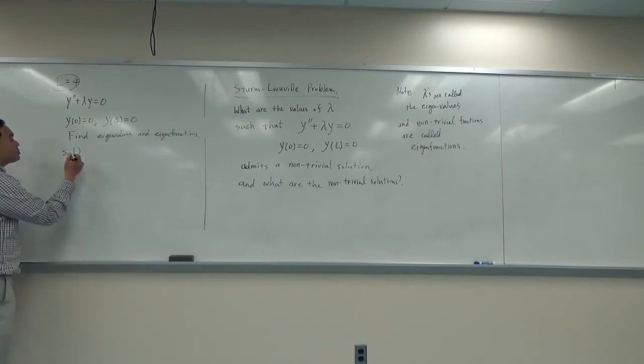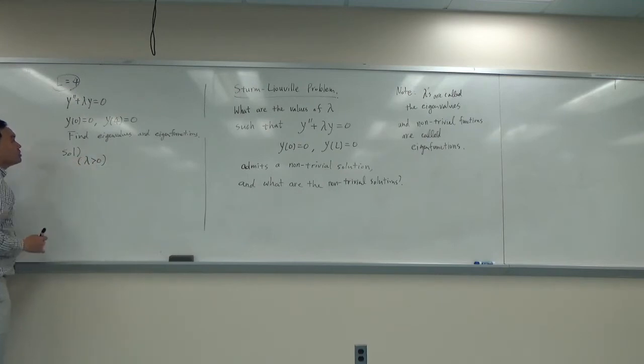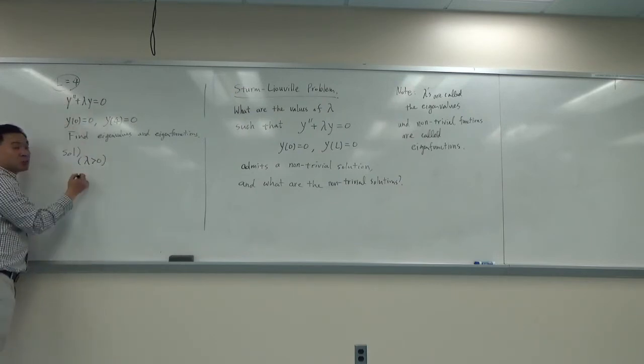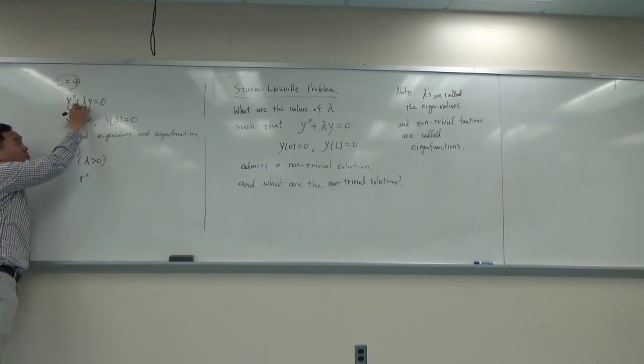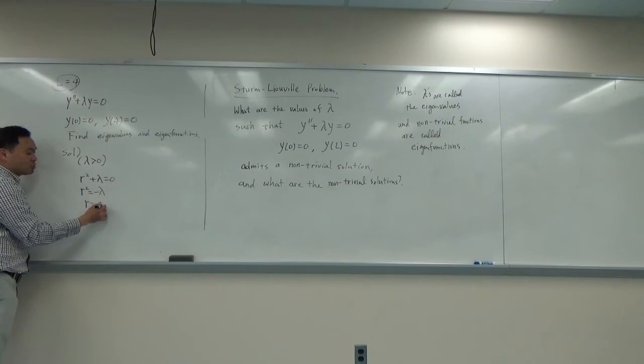You actually have to check for different types of lambda. Let's say lambda is positive, let's see what happens. If lambda is positive and you plug in e to the rx in here, what equation would you get for r? Double prime will give you r squared. y will give you 1, but there's a lambda there, so it's r squared plus lambda equal to 0. Right? And if you solve this, you get r squared equals negative lambda, so that r is equal to plus minus square root of lambda i.